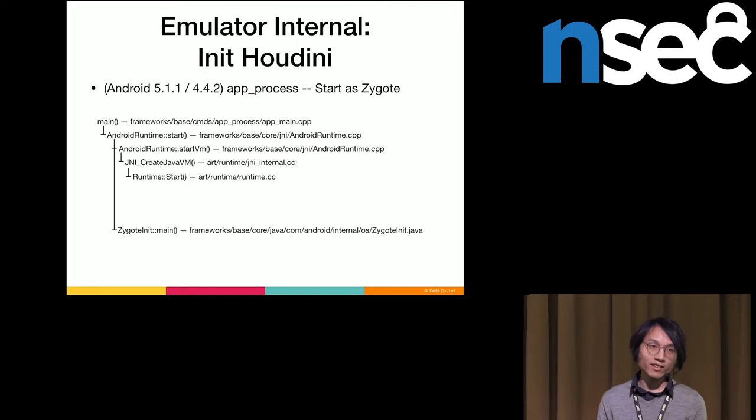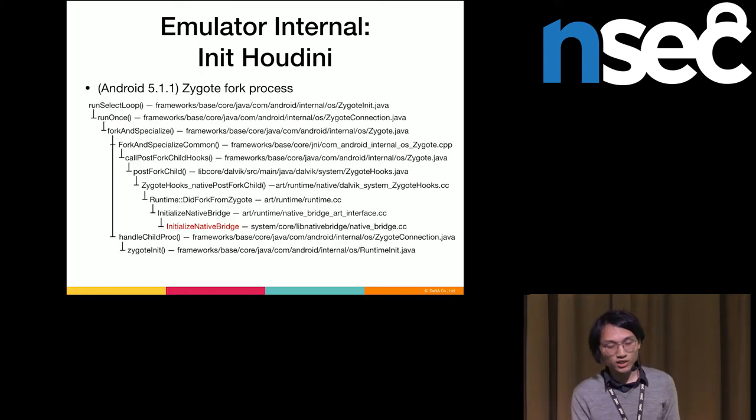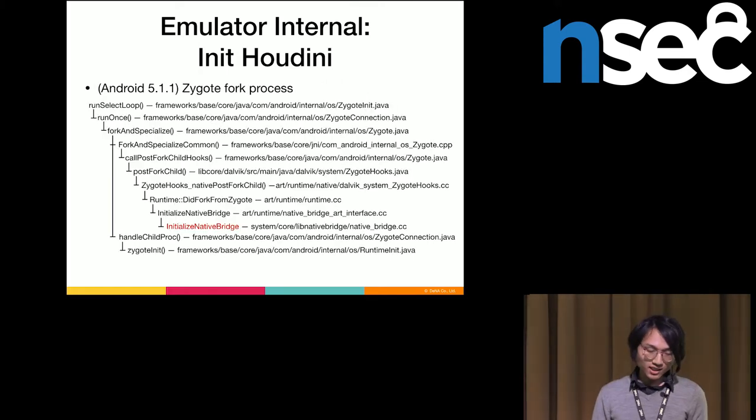From here, Android 5 and Android 4 behave differently. For Android 5, here is the Android 5 picture. Houdini is initialized by the function marked red. It's called initializeNativeBridge. In fact, there is another stage called the pre-initialize phase, but let's just ignore it for simplicity.